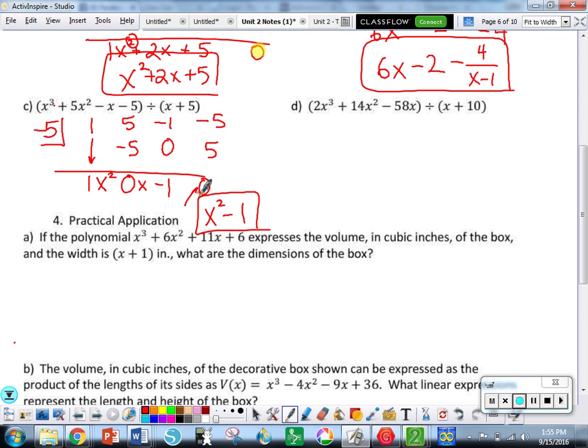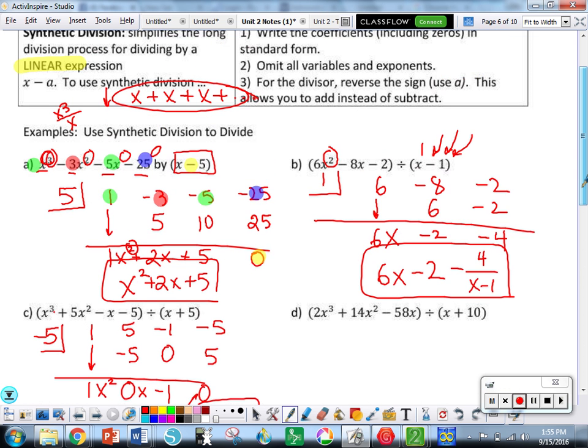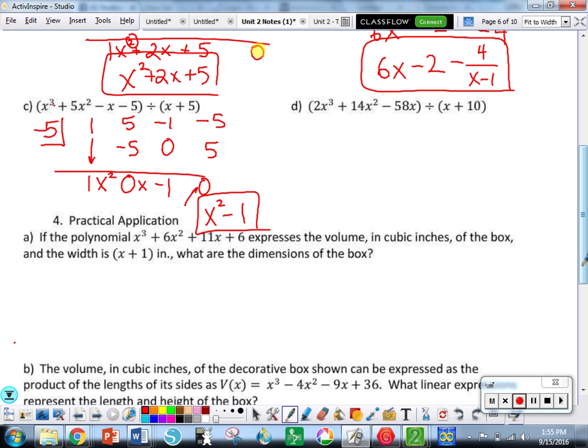Sometimes after you bring the exponents down, it goes down 1 from the 0. Every single point. Every single time.